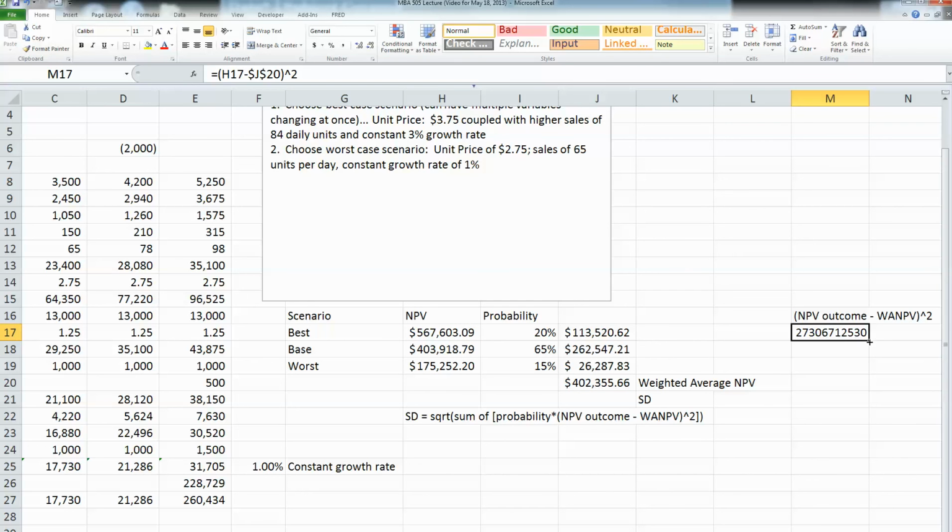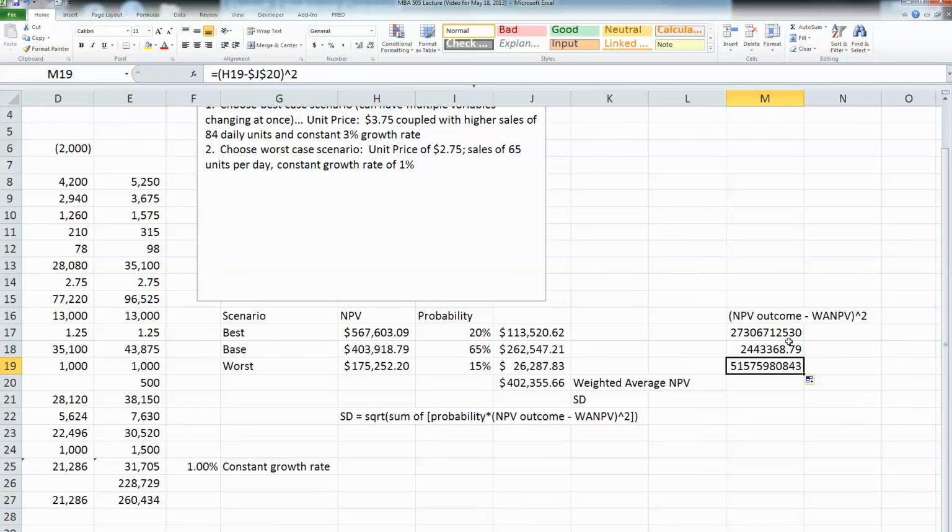And I should be able to just copy that down. I'm going to take a quick look to make sure it took the worst case's NPV, subtracted the mean, and squared it. Now I will weight these values. So I will just say weighted column M. So I will take the value in column M and multiply by the probability or weight. And I can just copy that down.